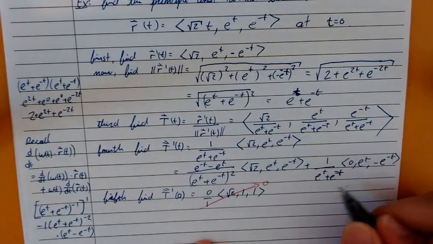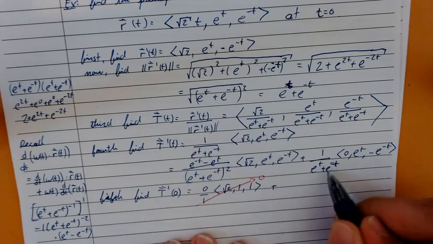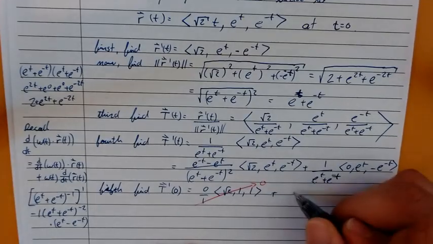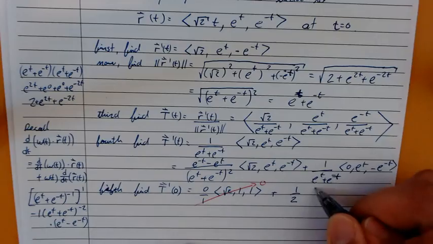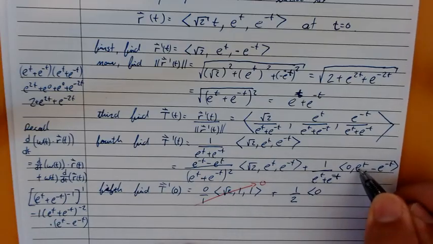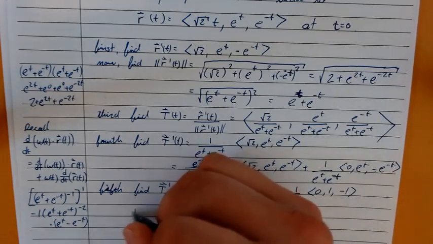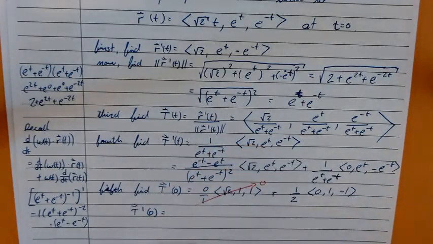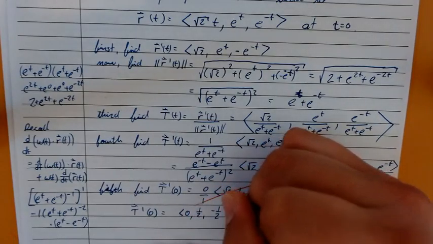If I plug in 0 over here, that's going to be e to the 0 is 1, plus e to the minus 0, well, that's also 1, and 1 plus 1 is 2. Okay, so this one will not be 0. That's going to be 1 over 2. That's already a constant 0. E to the 0, that's 1, and minus e to the 0, that's minus 1. So then that means that T prime at 0 is equal to, maybe a bit anticlimactically, 0, comma, 1/2, comma, minus 1/2.